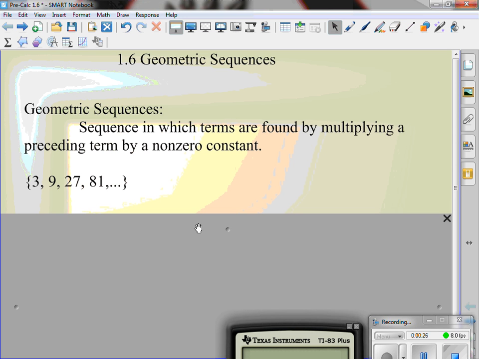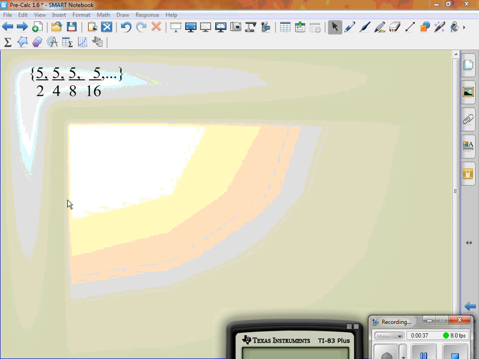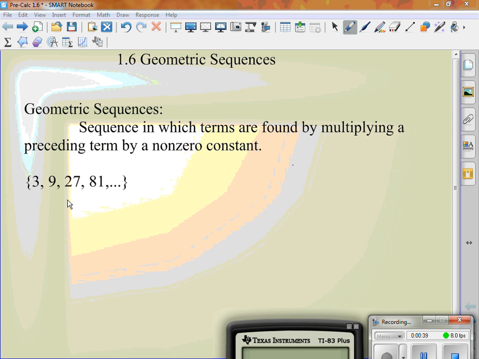Looking at the sequence 3, 9, 27, 81, try to find a pattern. What's happening every single time? It's multiplying by 3 every time. So when I'm multiplying by 3, how did you get that? Just by looking at it? Now the way to actually figure it out though, how are you getting the 3?